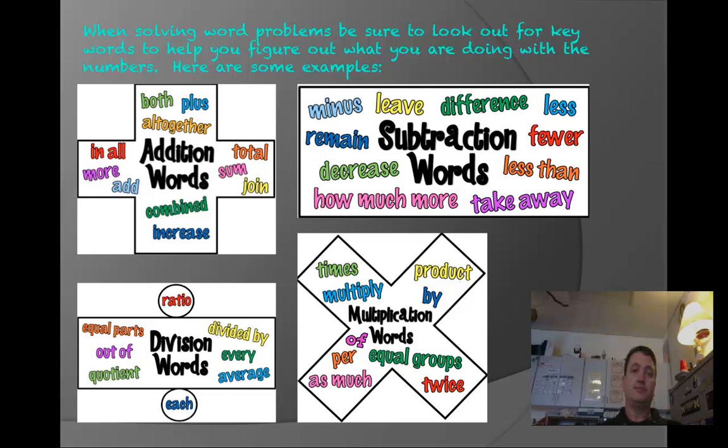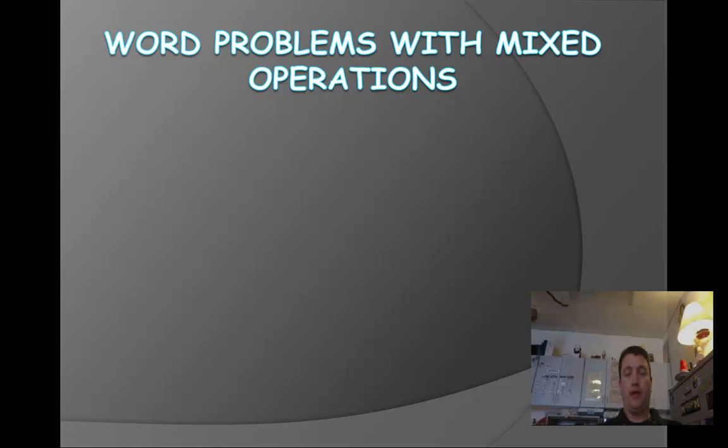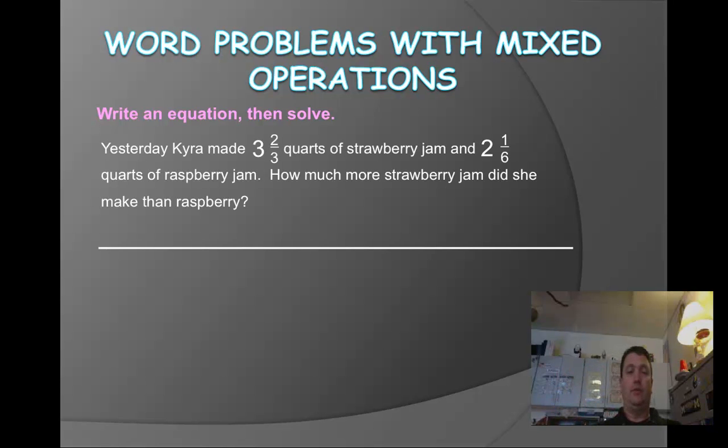Okay, so here is one of the word problems that we have with mixed operations. So we're going to write an equation and then we're going to solve. Think algebraic equation. Remember, I'm going to put that letter in place of the missing number. Okay, so here it is.